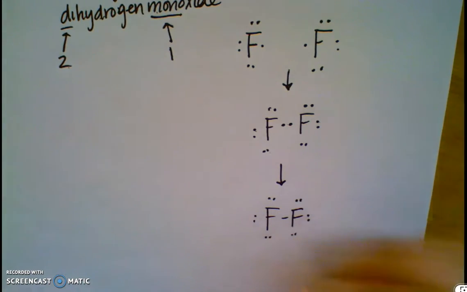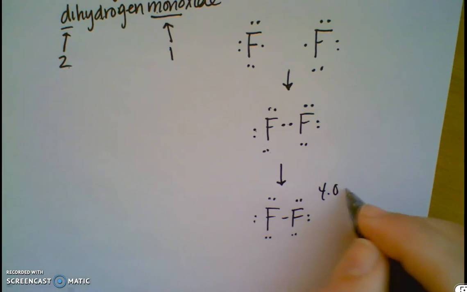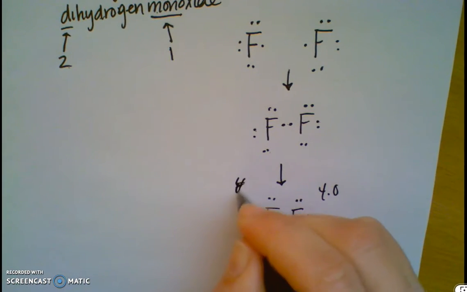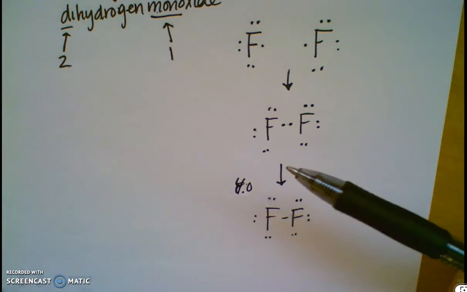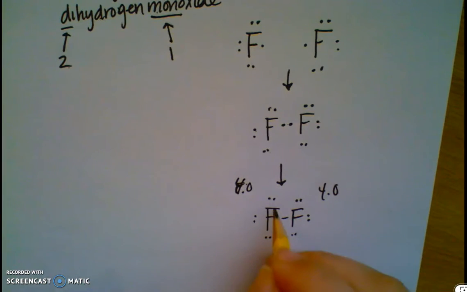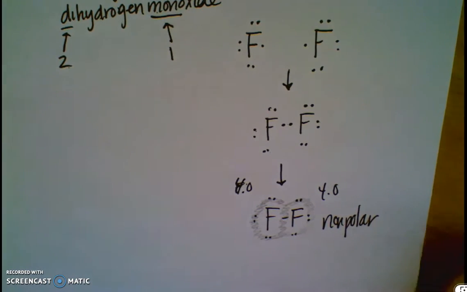So now if we're looking at polar versus nonpolar, you will see that this fluorine has a 4.0 electronegativity, and this fluorine has a 4.0 electronegativity. Because they have the same electronegativity on each side, they're just going to have a cloud of electrons surrounding both fluorines. One of them is not going to have more concentrated electrons than the other because they have the same electronegativity. There's no reason for the electrons to side with one versus the other. So this is what we call a nonpolar compound.